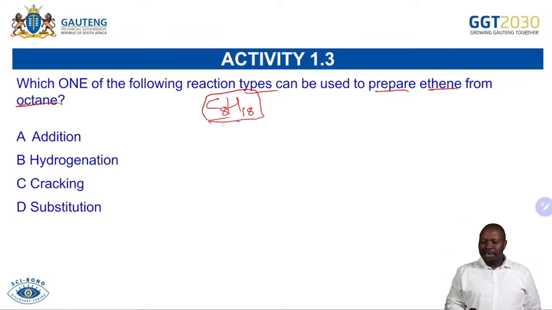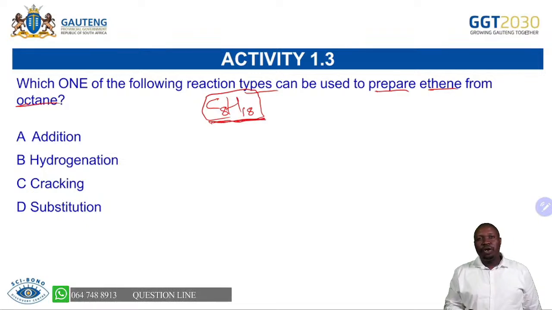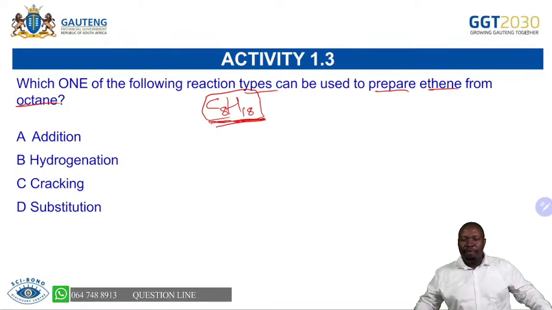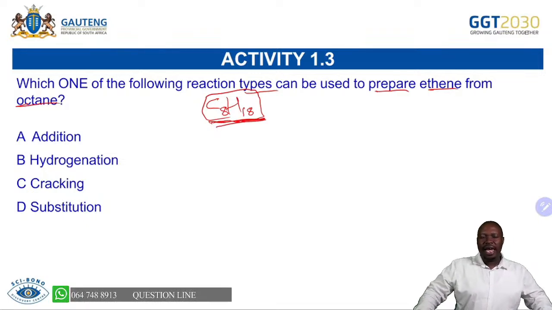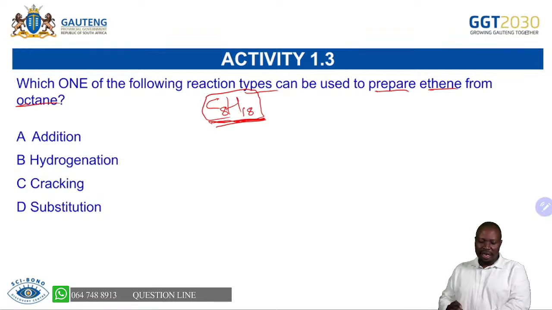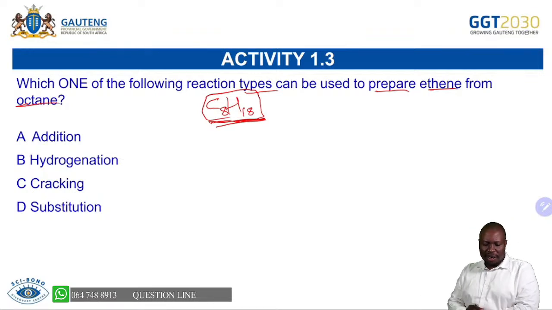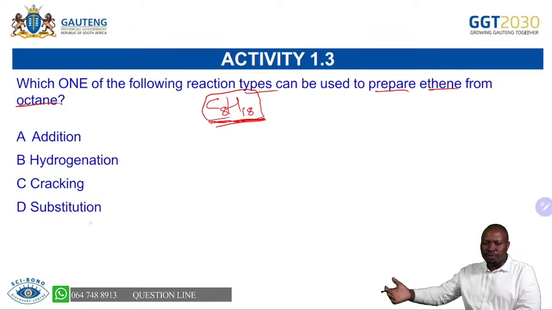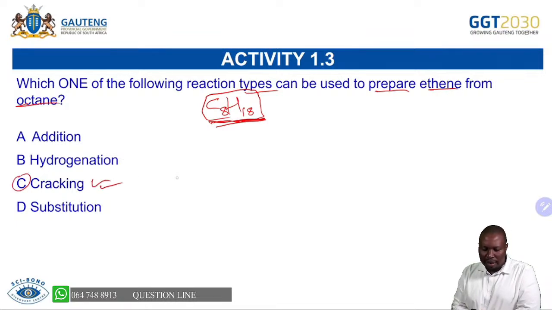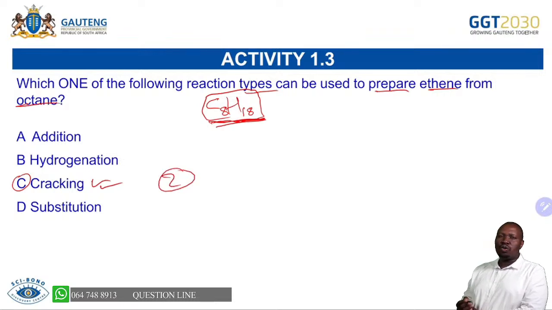Remember, we have to break down this large organic molecule into smaller, more useful molecules. That process is called cracking. By definition, cracking is a chemical process where large hydrocarbons are broken down into smaller, more useful molecules. So ethene will be prepared through a reaction called cracking, and then you are able to get your 2 marks.